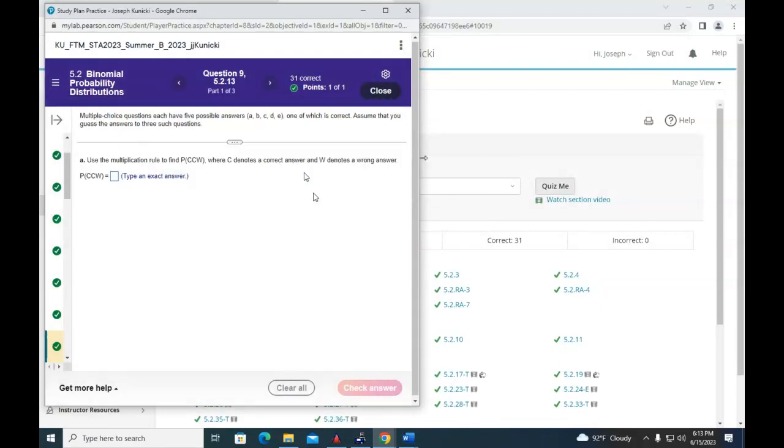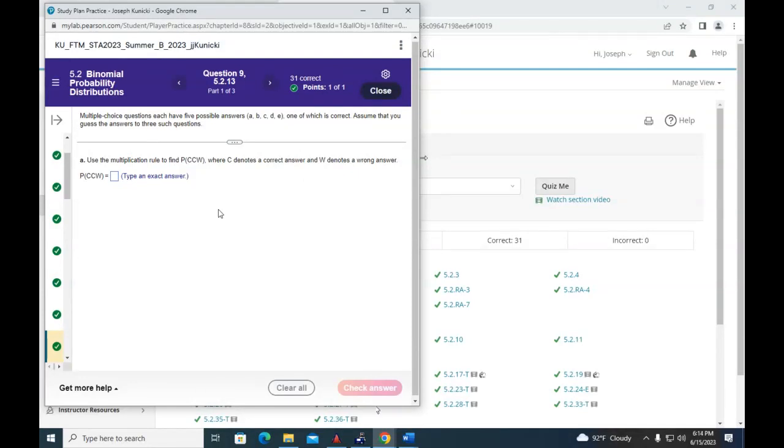13. I think we're going to get into calculating. Here's an example of how we would calculate. Multiple choice questions have 5 possible answers, A through E, one of which is correct. So assume that you guess 3 questions. So n is 3. Use the multiplication rule to find the one branch, CCW. Correct, correct, wrong.